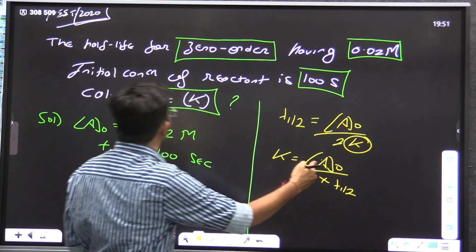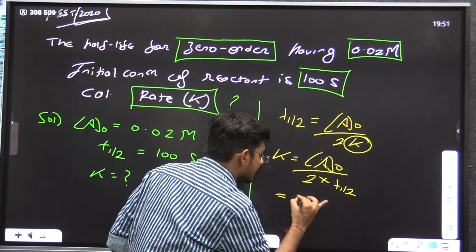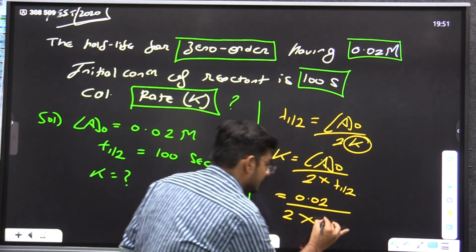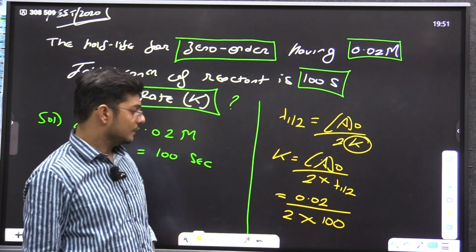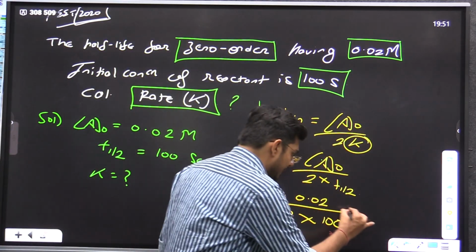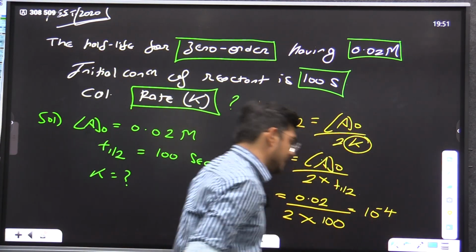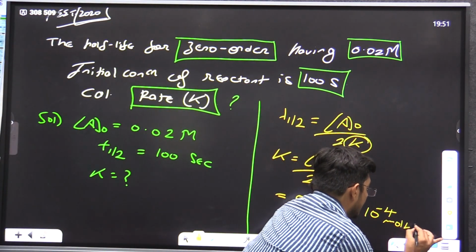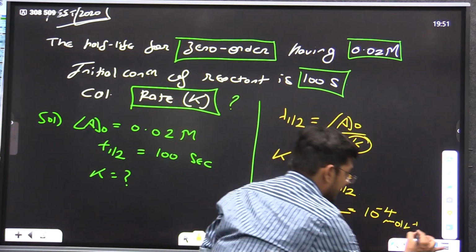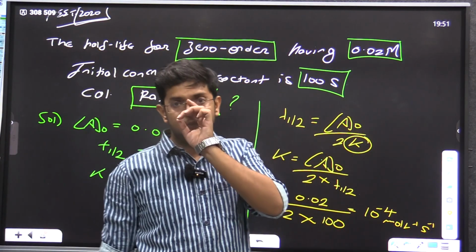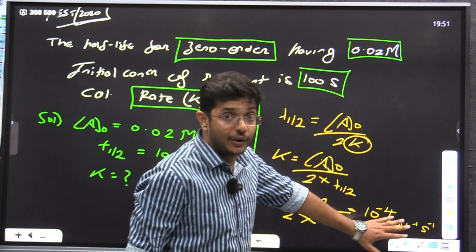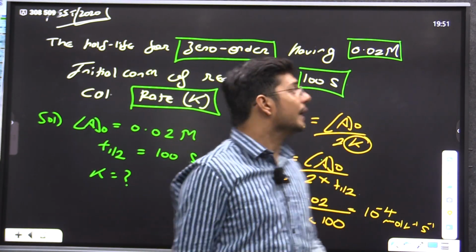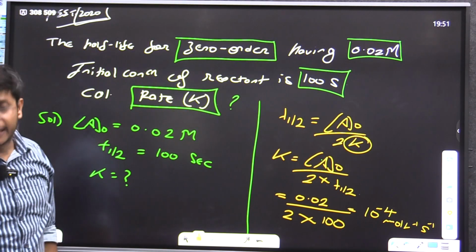Now what is this A naught, my dear? As per the question, it is 0.02 upon 2, and the half-life is, I think, 100. Solving this equation, this 2 can be cancelled, and this will give you 10 to the power minus 4 with the unit of mole liter inverse. Data is in second, so it will be second inverse. Unit is very important, and I hope you know how to calculate the unit for any order. Okay, so this was a question asked in NEET 2020.